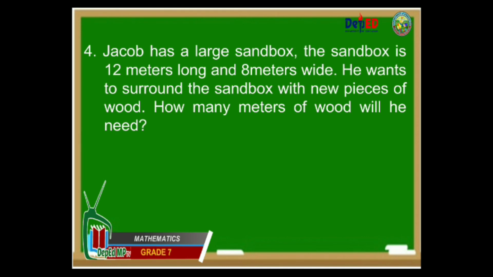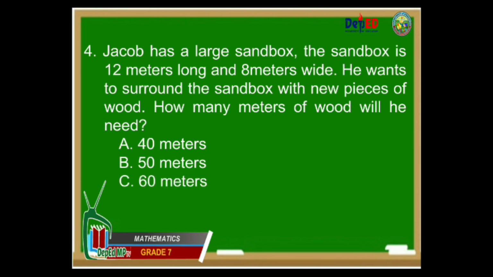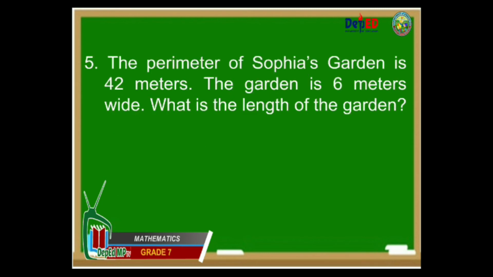Number 4. Jacob has a large sandbox. The sandbox is 12 meters long and 8 meters wide. He wants to surround the sandbox with new pieces of wood. How many meters of wood will he need? Letter A, 40 meters. Letter B, 50 meters. Letter C, 60 meters. And letter D, 70 meters.